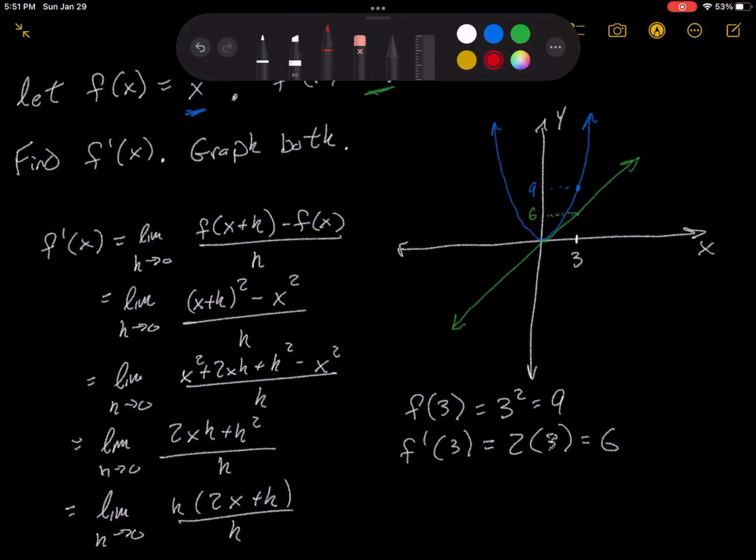So what this means is the slope of that tangent line right there, right? The tangent line to my function at the point 3 has a slope equal to the value of the derivative at 3, right? That's what the derivative is. It's a function whose outputs are the slopes of the tangent lines. So the slope of that red line right there is 6.